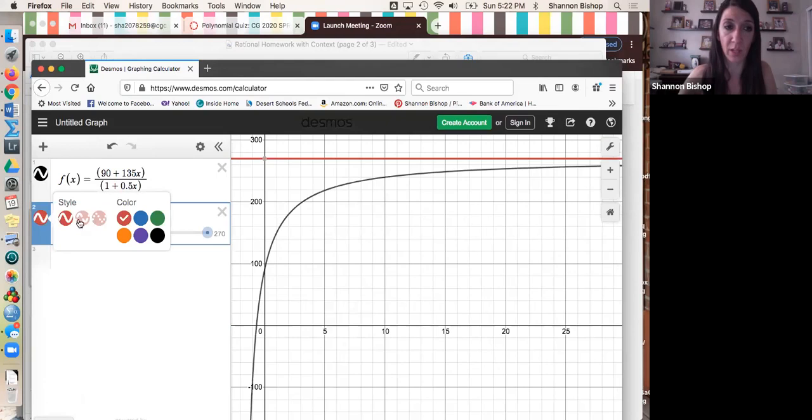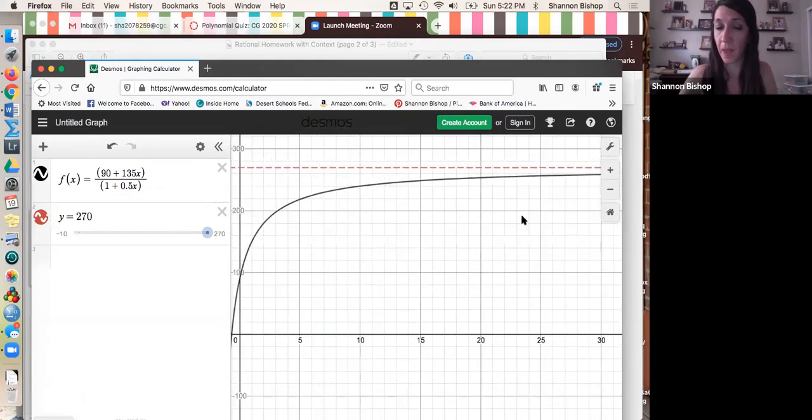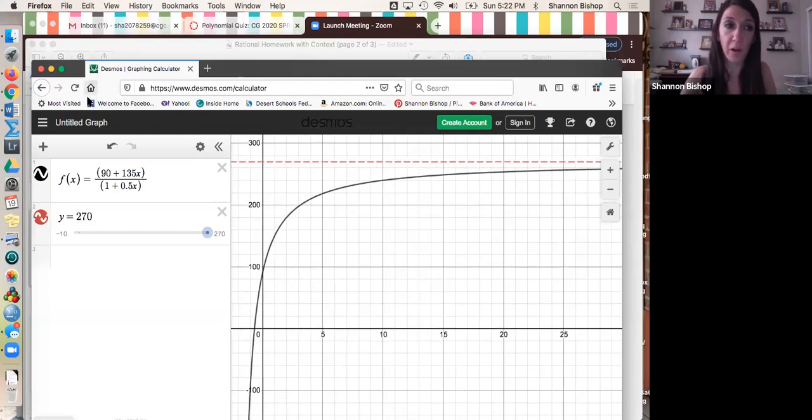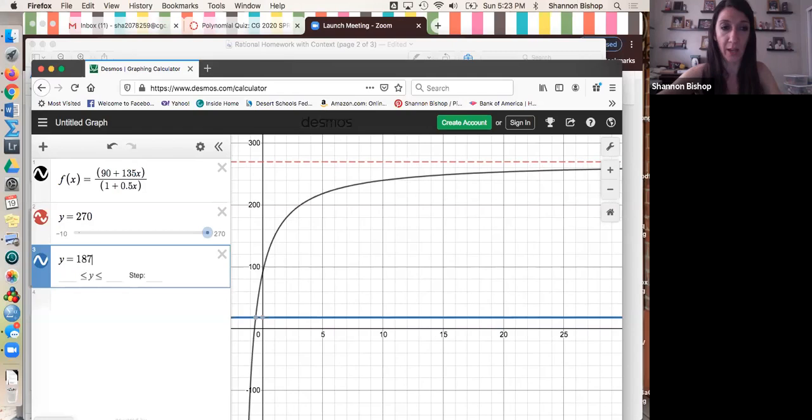This was the horizontal asymptote that we already talked about. Check that out. Beautiful. But now for that last question, it's asking us to find when the output value is 187. So for Desmos purposes, how do you tell Desmos, hey Desmos, I want an output of 187? Output, the letter y. Y equals 187.